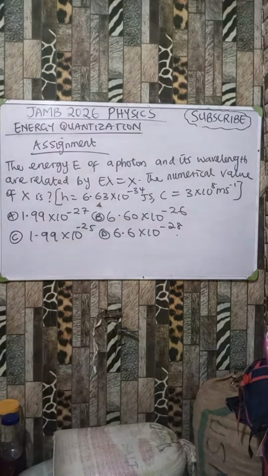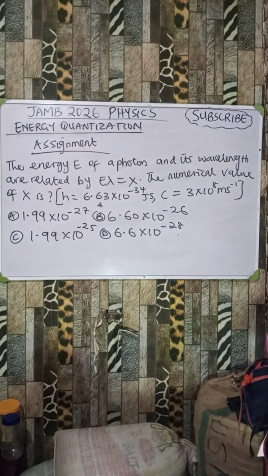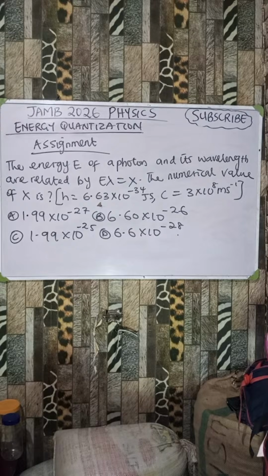All right, so this is your assignment. Work on it and send in your answers. It's long and has a diagram. You can send it to my WhatsApp number. Let me see. You can send to my WhatsApp number if this has a diagram. All right, please, this is your assignment. You can work on it. Send your answer in the comment section.